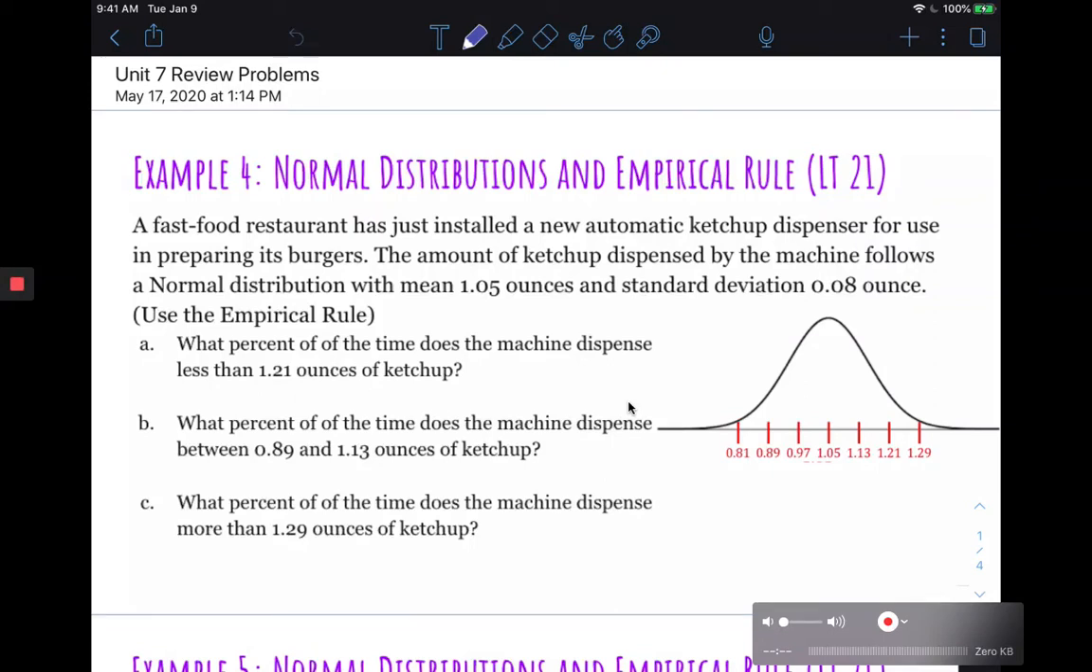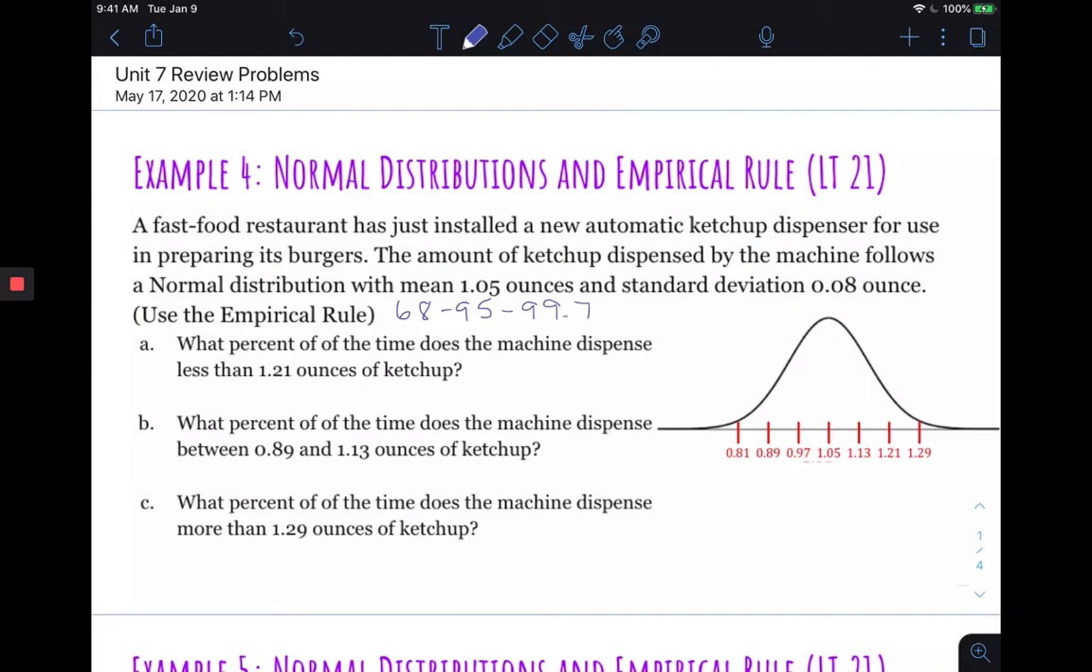Okay, we're going to try example 4 from the Unit 7 review problems. A fast food restaurant has just installed a new automatic ketchup dispenser for use in preparing its burgers. The amount of ketchup dispensed by the machine follows a normal distribution with a mean of 1.05 ounces and a standard deviation of 0.08 ounces. And it says to use the empirical rule. So that's the 68, 95, 99.7 rule.